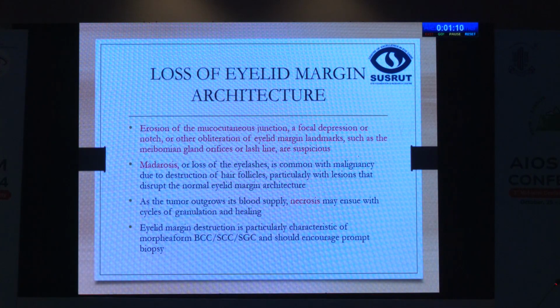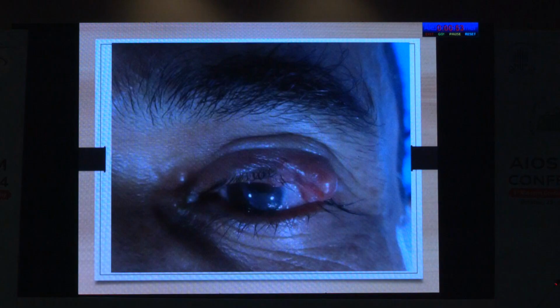And again, the loss of eyelid margin architecture, meaning erosion of the mucocutaneous junctions, focal depressions or notches, or other obliterations of eyelid margin landmarks, such as the meibomian gland orifices and lash line, are suspicious. Now, madarosis and necrosis also add to this. Now, this is a picture where you see the margin irregularity, no lashes, no lid margin architecture. This was histopathologically proved to be a case of sebaceous gland carcinoma.